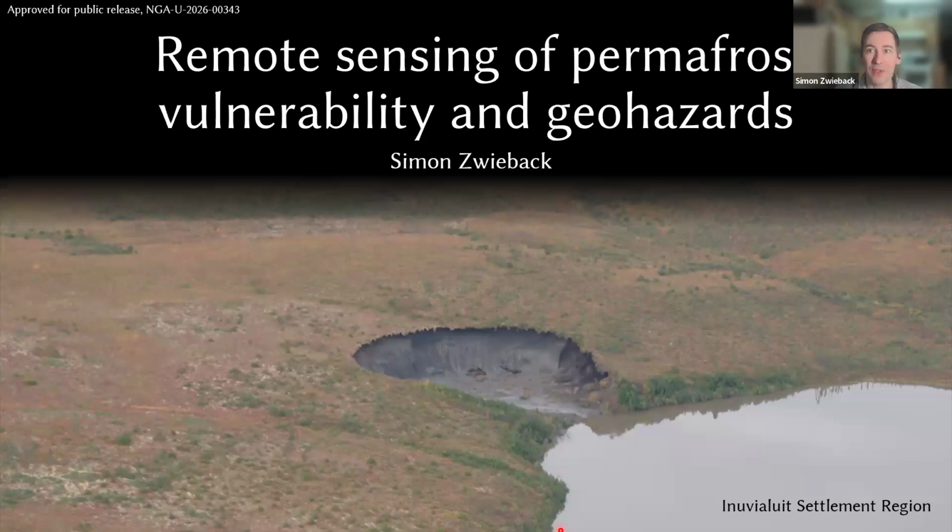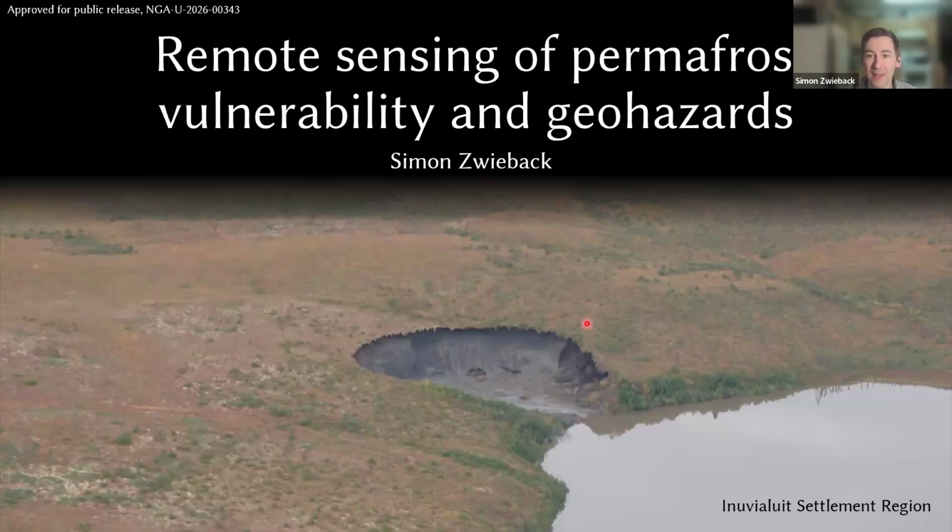Across the Arctic, communities are seeing their landscapes transform. One essential component of this change is permafrost. Permafrost is ground that remains below the freezing point for multiple years. And permafrost is the foundation of these landscapes in the Arctic, such as the one you can see here in this image, which is from the Inuvialuit settlement region in the Northwestern Territories in Canada.